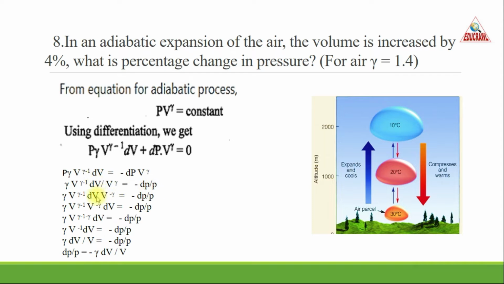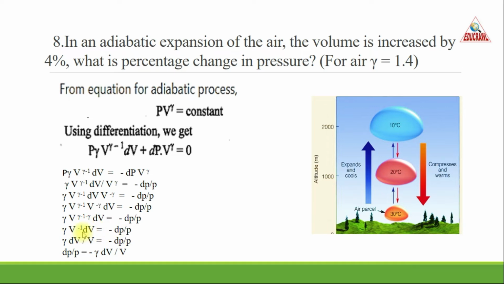Now in the LHS, V power gamma is in the denominator. That I am taking to the numerator. So it comes as V power minus gamma. So the equation becomes gamma into V power gamma minus 1 dV into V power minus gamma is equal to minus dP by P. So you have got two terms. One term is V power gamma minus 1 into V power minus gamma in the LHS. Simplifying this, V power gamma and V power minus gamma will get cancelled and you have V power minus 1. So the equation becomes gamma into V power minus 1 dV is equal to minus dP by P.